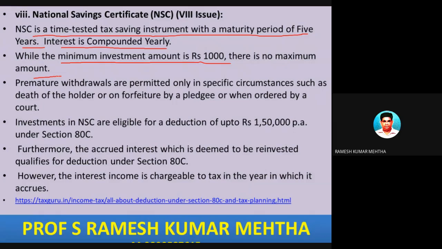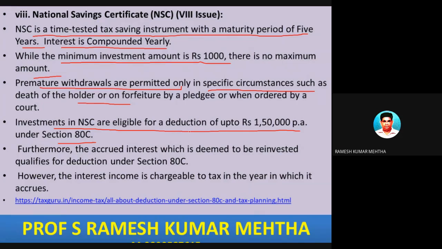You can invest whatsoever you want. Premature withdrawals are permitted only in specific circumstances such as death of the investor or the holder, or any other ones which are specified. Investment in National Savings Certificate is eligible for a maximum deduction of rupees 1,50,000 as already discussed under section 80C. So this is about National Savings Certificate.